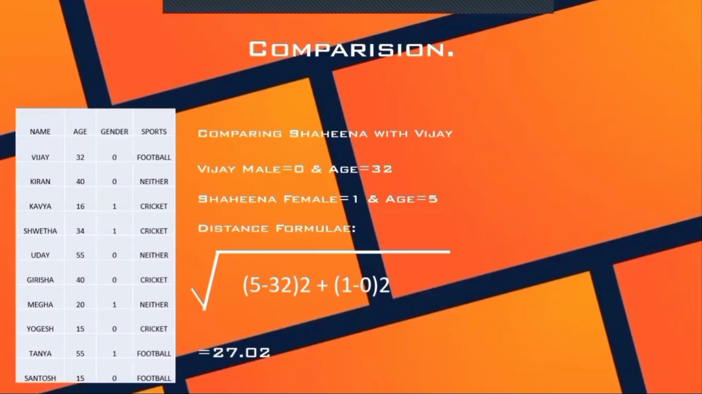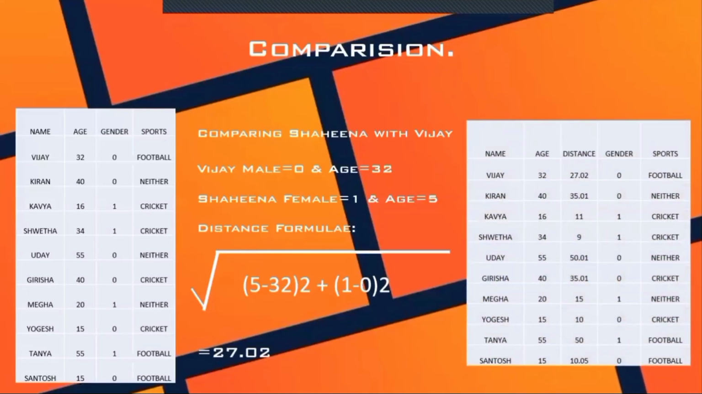So, friends, in the same way, I'll compare Shahina with all the 10 people in the chart. I'll compare Shahina with Vijay, Kiran, Kavya, Shweta, Uday, Kirisha, Megha, Yogesh, Tanya, and Santosh. When I calculate all the distances between Shahina and all the people, you'll get a chart like this. Here you can clearly see the distance between Shahina and all the 10 people. There is 27.02 distance between Vijay and Shahina, 35.01 between Shahina and Kiran, 11 between Kavya and Shahina, 9 between Shahina and Shweta, and so on.